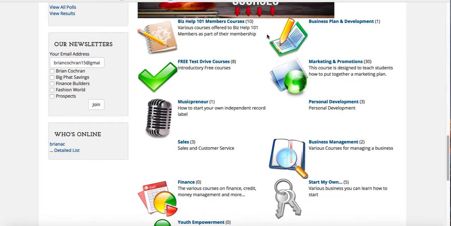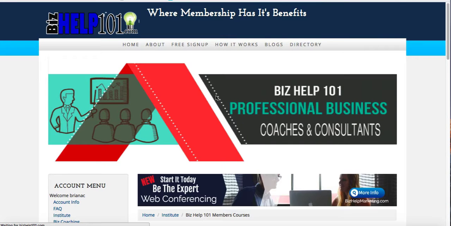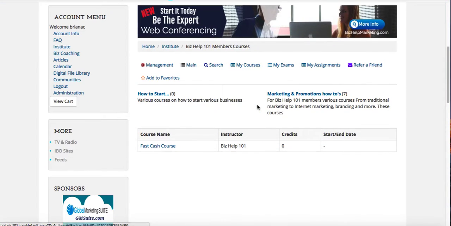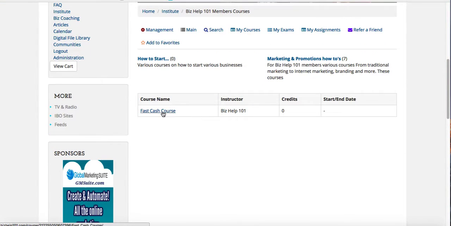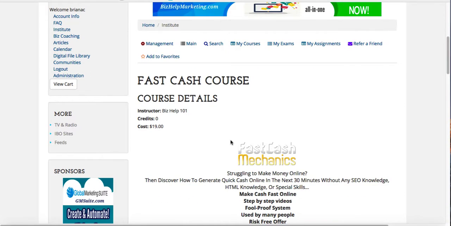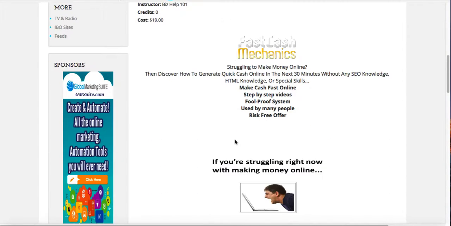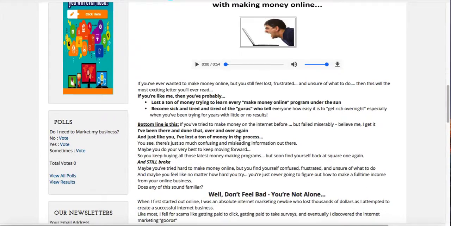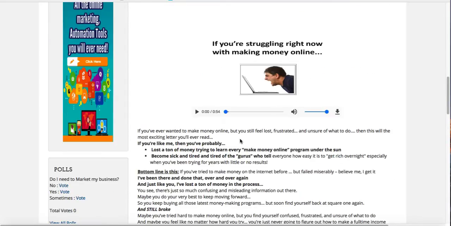And then to take a course, we'll go here, just for the sake of our demonstration. Depending how they have it set up, they'll have various courses available that'll be free or paid courses, depending on your membership. We'll take the cash course. So what you would do is take a look at the details. The cost is $19.